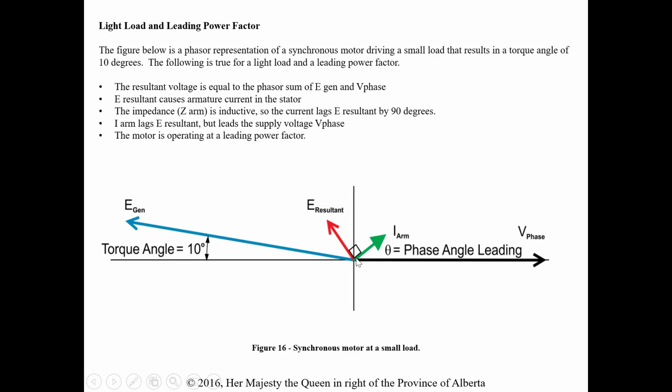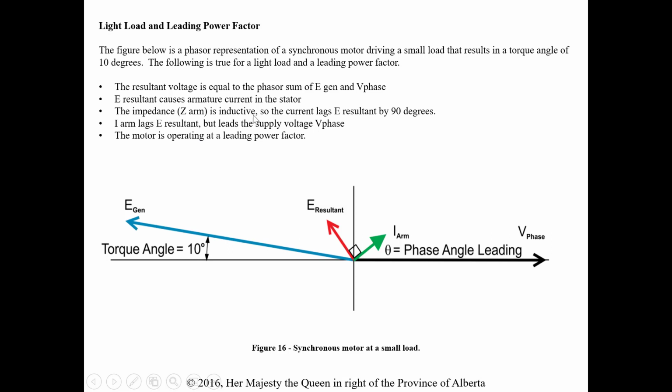And again, remembering that we're keeping this 90-degree relationship between our current and our E resultant, it rotates our current in the same direction. So all these phasors just shifted in a clockwise direction this way. So again, E resultant causes current to flow in the armature.